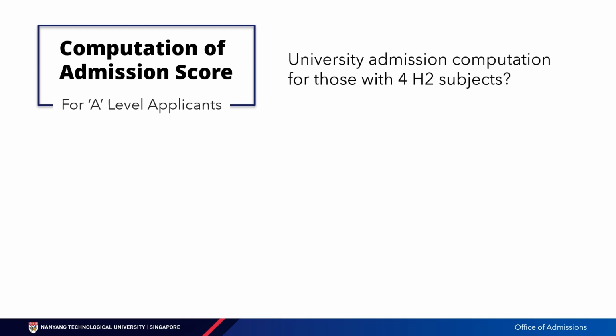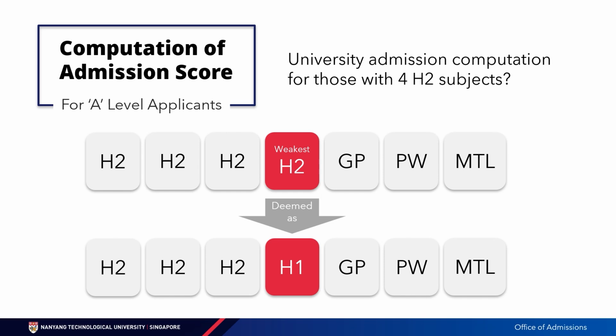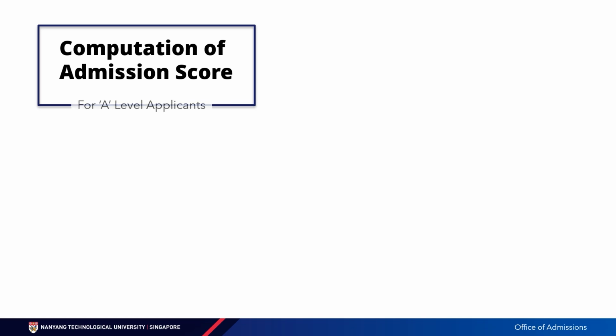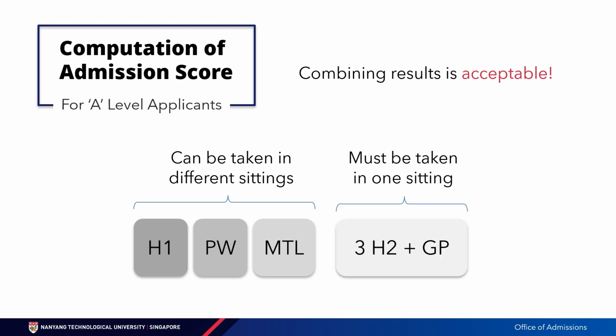If you have taken 4 H2 subjects, the grade of the weakest H2 subject will be deemed to be that for a H1 subject. That is, the point for that H2 subject will be halved in the computation of the university admission score. Combination of GCE A results are only allowed for mother tongue language, project work, and H1 subjects. GP and the remaining H2 subjects must be taken in one same sitting.